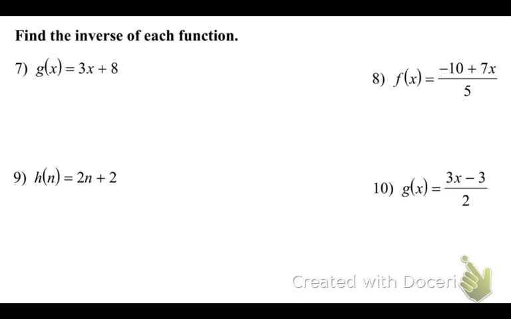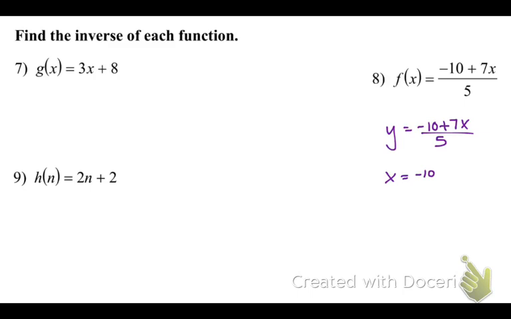So if we look at number 8, the very first step for inverses is always to replace the name of the function with y. So instead of writing f of x, I'm going to write y. The next step is to switch the x and the y. So I'm going to just rewrite this as x equals negative 10 plus 7y, over 5. And then the last step is to solve for y. So we are trying to get y all by itself.